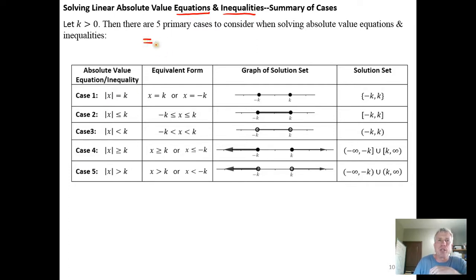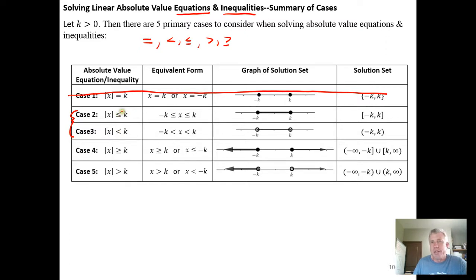We have 5 symbols we're working with: equals, less than, less than or equals, greater than, greater than or equals. So these 5 symbols correspond to 5 cases that need to be talked about, because those are the cases we might have to solve. Case 1 we've already done in a previous video. What we want to recognize is that case 2 and case 3, where we have either a less than or less than or equal, they're related cases, and the solution process is the same for both of those 2 cases. Case 4 and case 5, where we have either a greater than or greater than or equal to symbol, those are also related cases and have the same solution process.